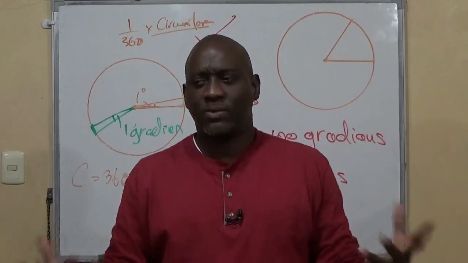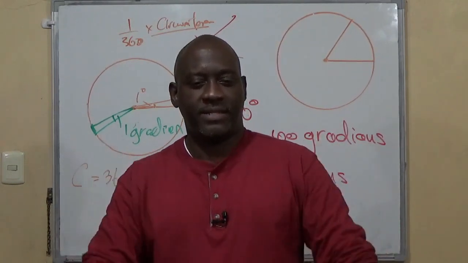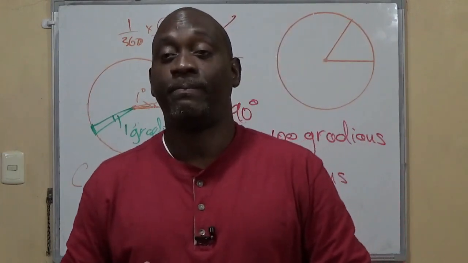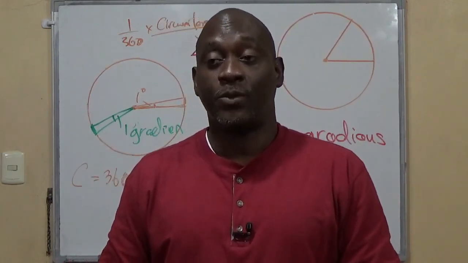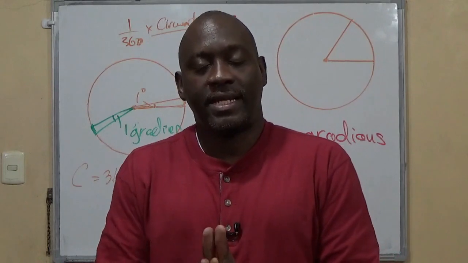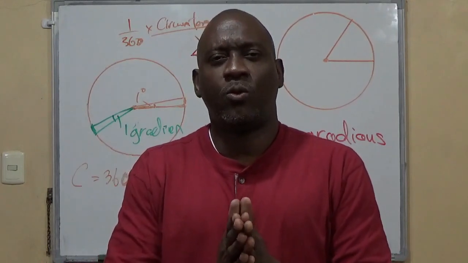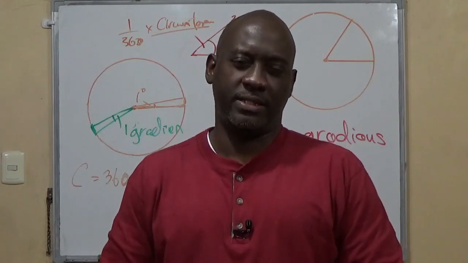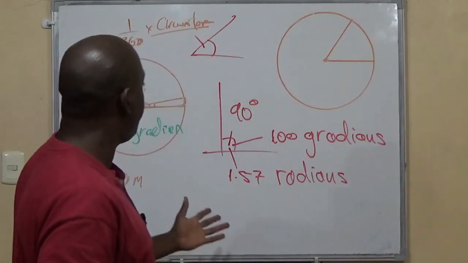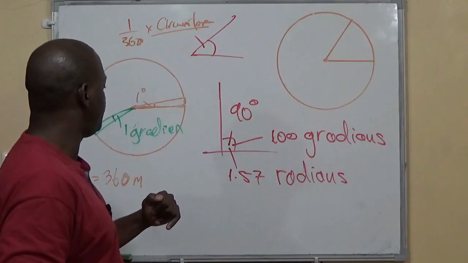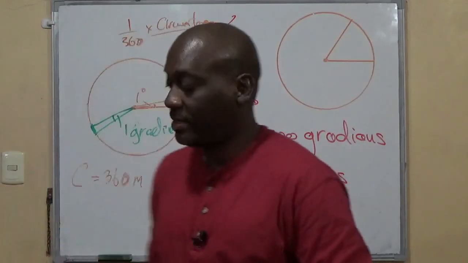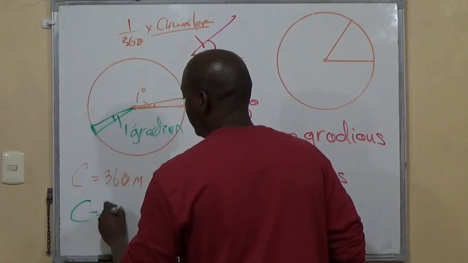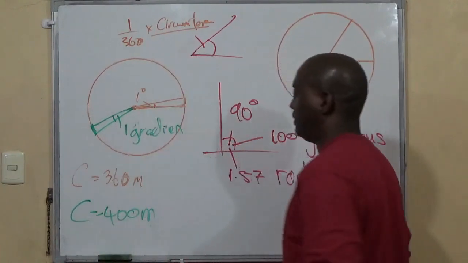But that is the whole idea of civilization, of the history of humanity. We evolve, we grow, we develop. So you have all the means to get the information now. Go and stroke your curiosity. Find out where this 360 degrees comes from. Same thing with the 400 in the case of the gradient. In the case of the gradient, the circumference was 400 meters.